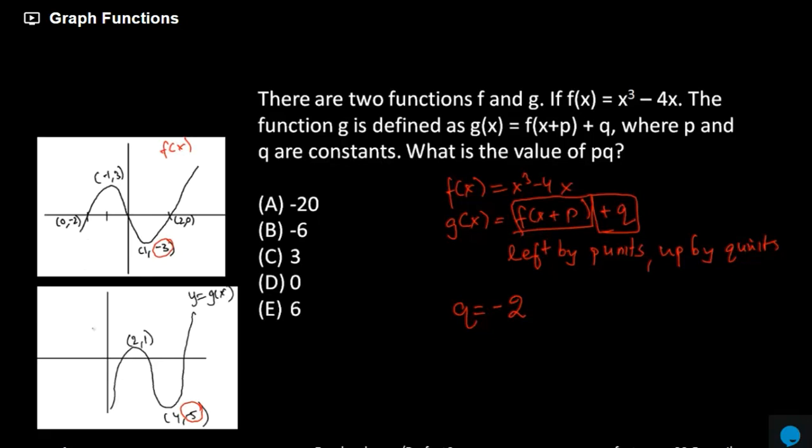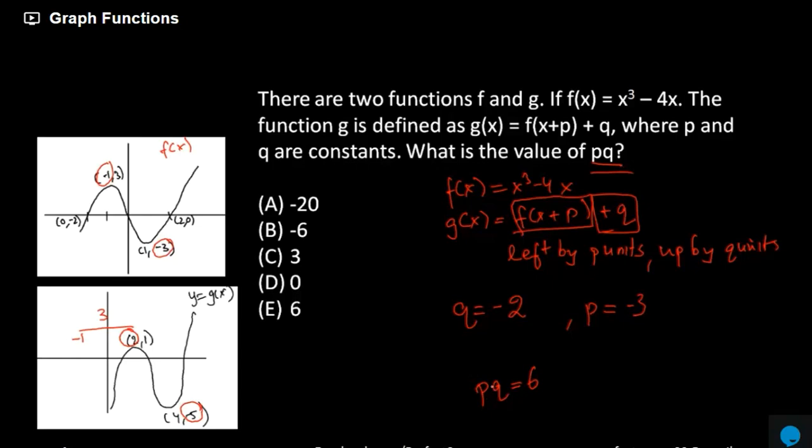And the graph has actually moved. If I look at this highest point here, the value of x is -1, and over here the value of x is 2. That means from -1 it has made a distance of 3. That means it has actually moved to the right. That means the value of p must be equal to -3. And over here the question is asking the value of pq. The value of pq over here is going to be equal to 6.